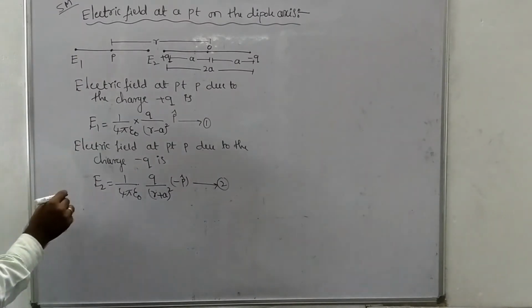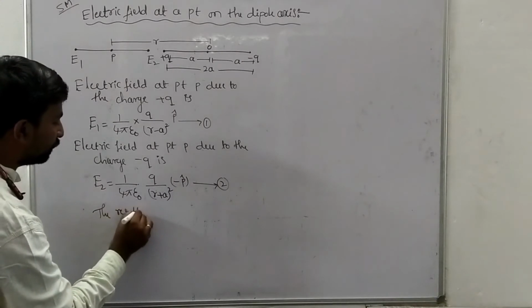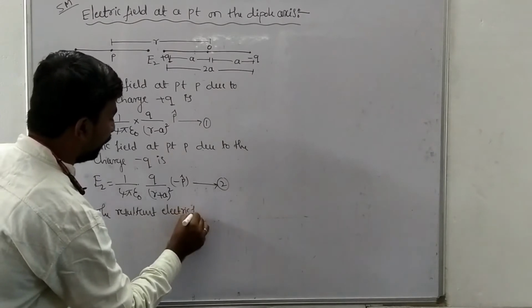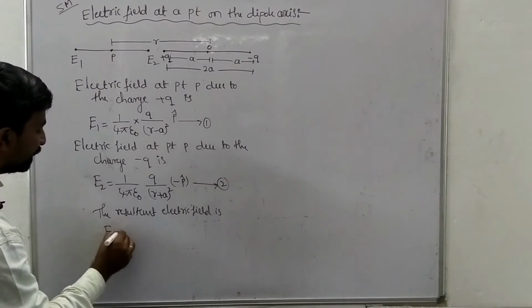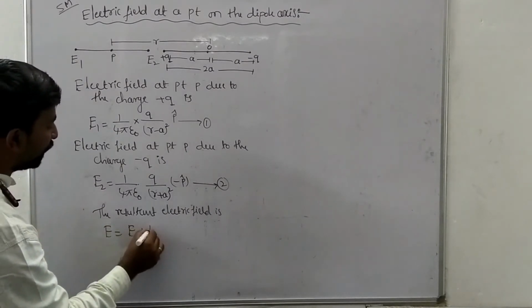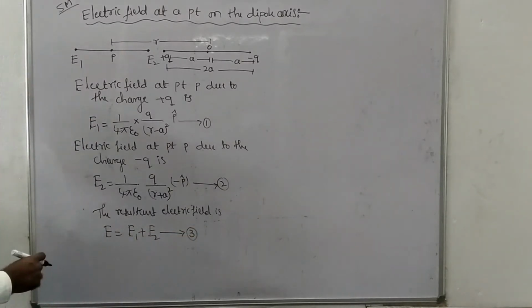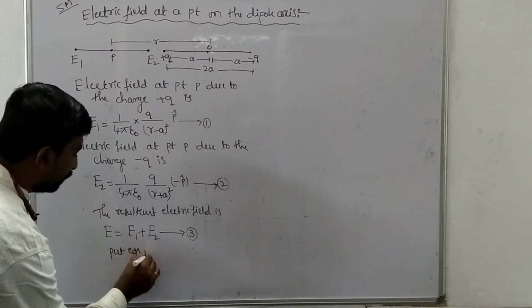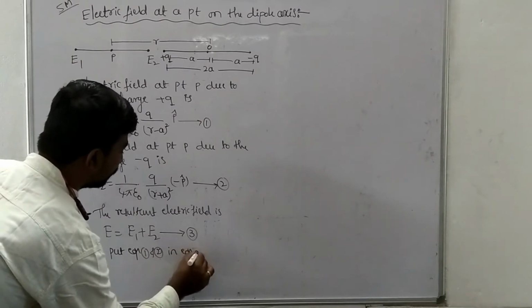So now the resultant electric field is given by, we can write E is equal to E1 plus E2. So this is equation number 3. So substitute equation 1 and 2 in equation 3.